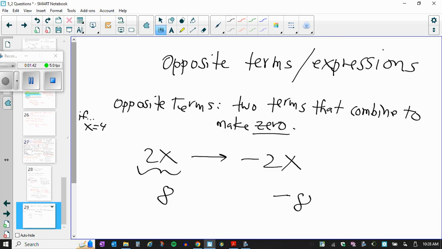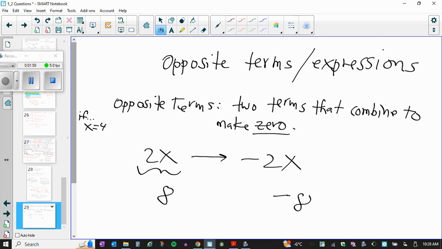And when we substitute a random value for x, we can see how when I insert a value of x, the value of 2x and negative 2x are going to create negative numbers or opposite numbers, which when we combine those two are going to make 0, right?